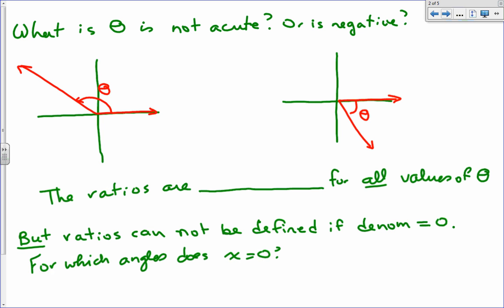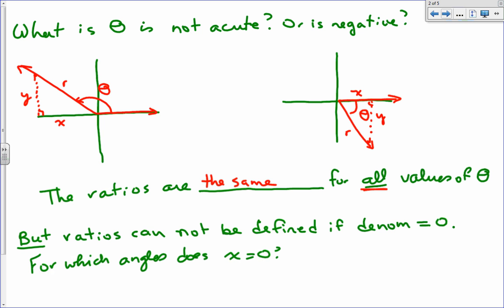Well, notice that in both of these cases, from a point on the terminal arm, we could drop a vertical to the x-axis, create a right triangle, and again, the lengths of the sides will be x, which in this case would be negative, y, and we could use an r again, and we could do the same if we have a point on the terminal arm of this angle, and again, we'll have a value of x, a value of y, and a value of r. And the thing to note is that the ratios from the previous section are the same for all values of theta.